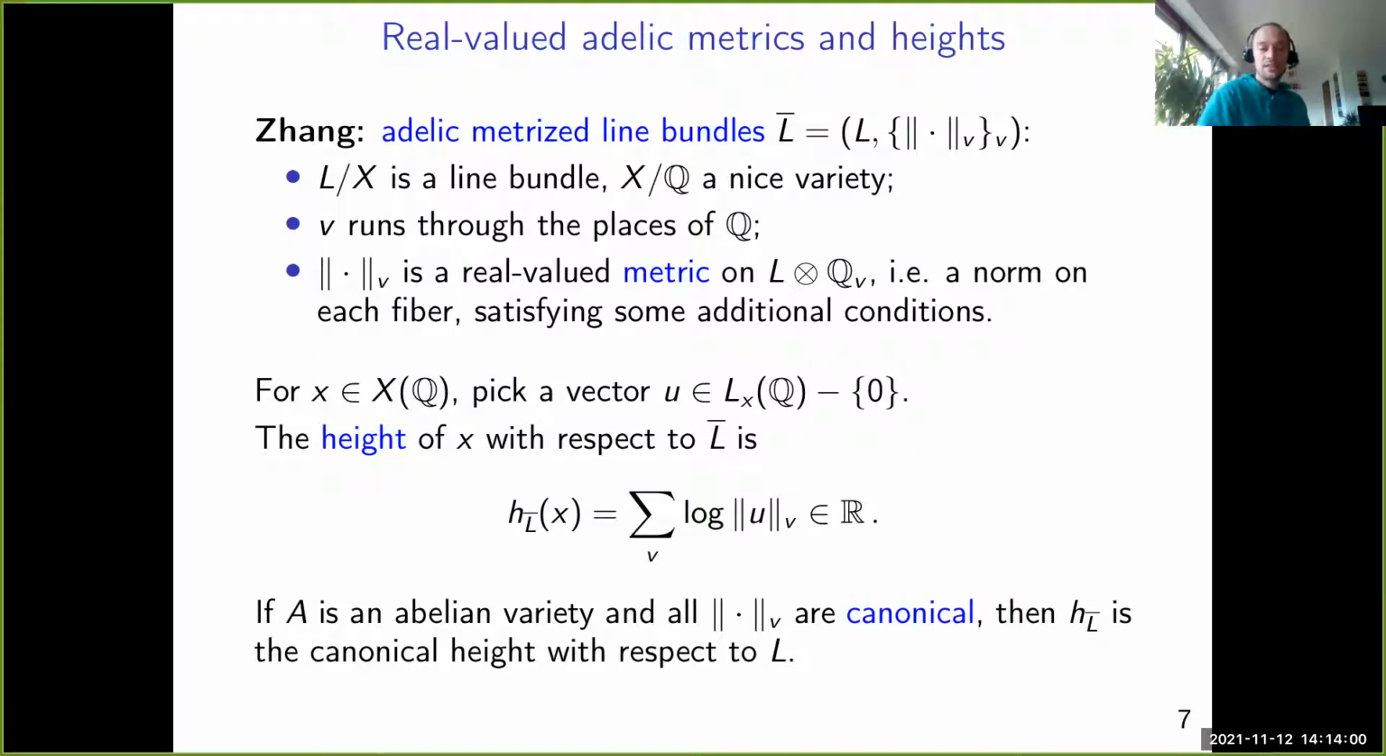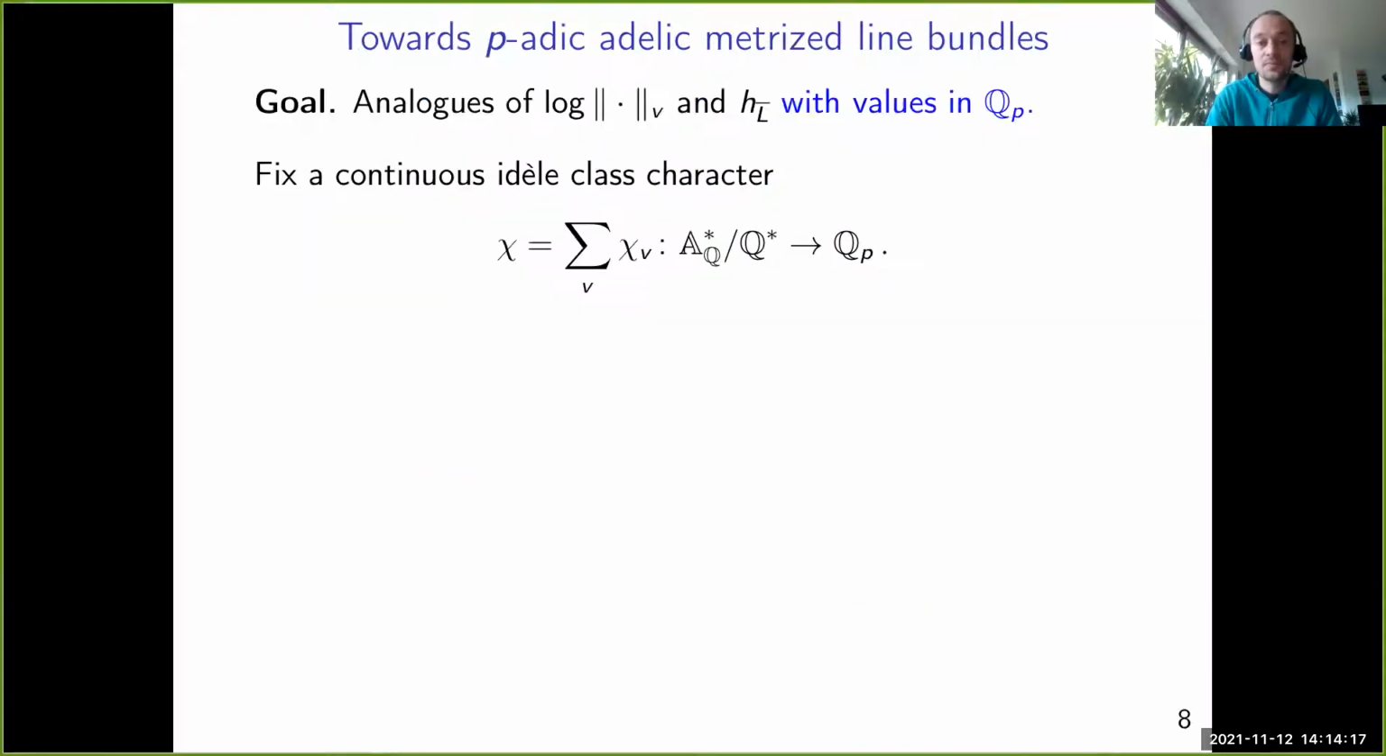All right, so our goal for today is to give a p-adic analog of this. And so we need p-adic analogs of the height, but also of these metrics. But notice that what actually goes into the height is not the metric itself, but rather the logarithm of the metric. And that will actually be important. So that's what we want analogs of. All right, so to find these analogs of logarithms of metrics and of heights with values in Q_p, well, let's go backwards.